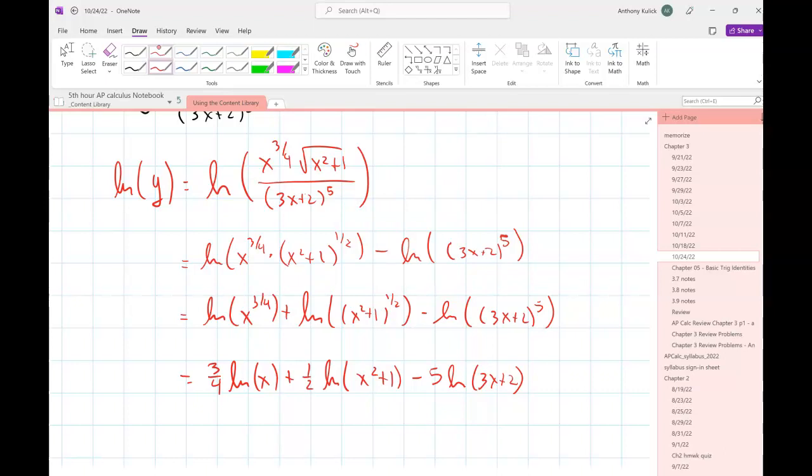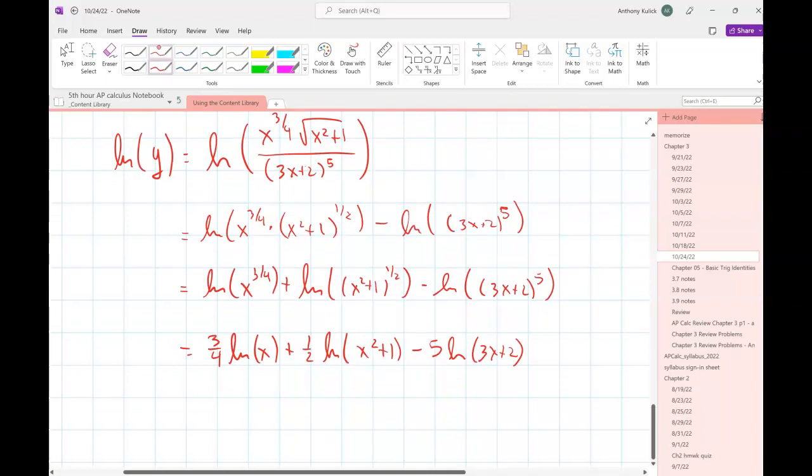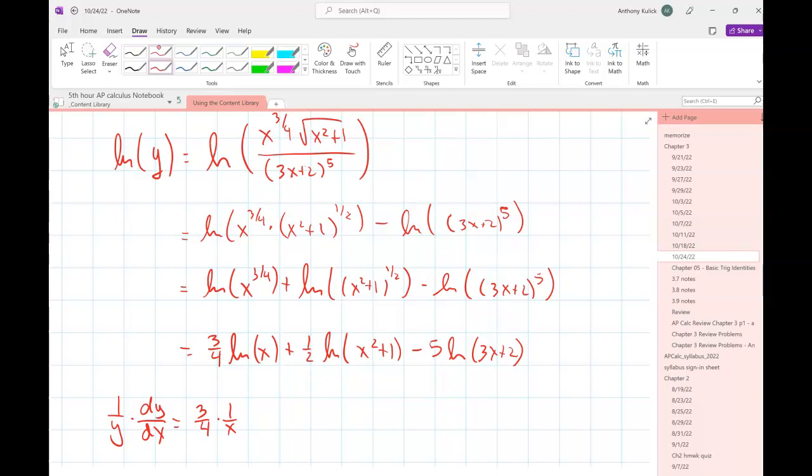Now I'm ready to do the calculus. So when I do that, I'm going to take the derivative of both sides. What's the derivative of the natural log of y with respect to x? 1 over y, and then because I'm differentiating a variable that's not x, I also get a dy dx. Very good. And then to take the derivative of 3/4 natural log of x, well, that's easy. That's just 3/4 times 1 over x.